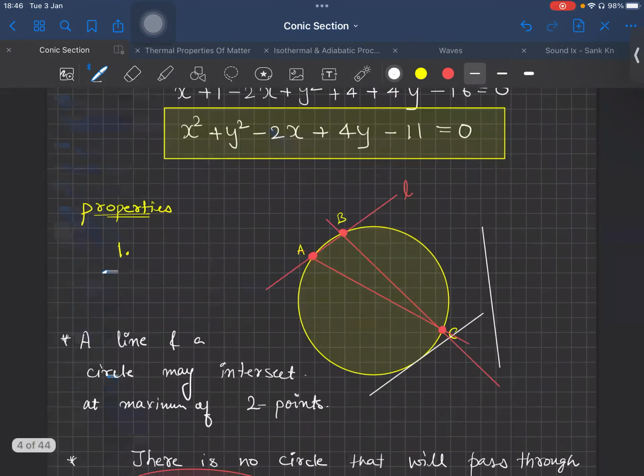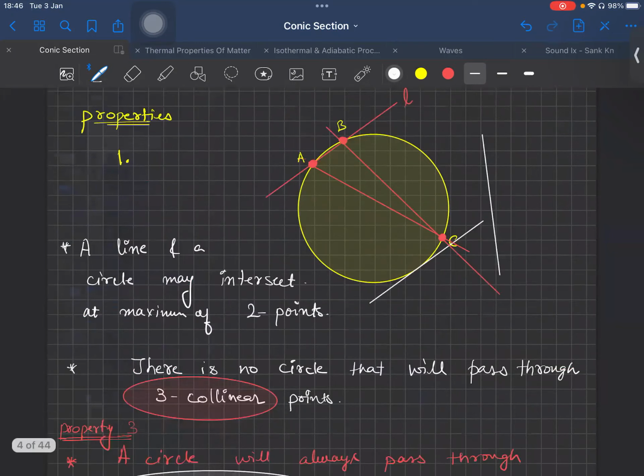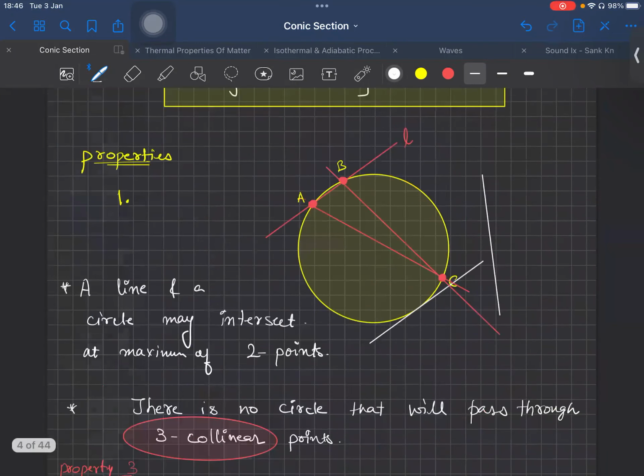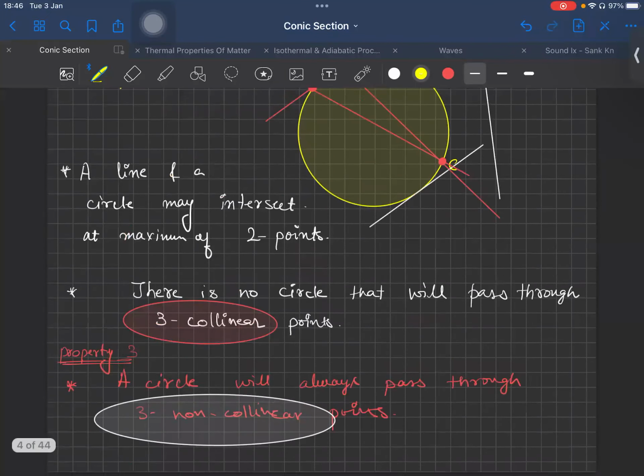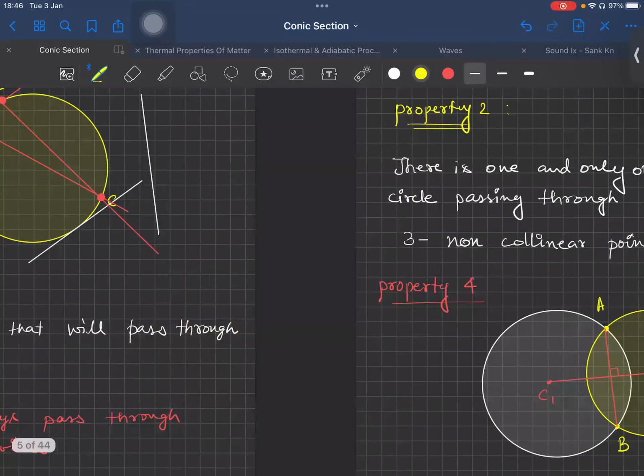We have also seen different properties, like there is no circle that will pass through 3 collinear points. If 3 points are collinear, like A, B, and let's say some point C, no circle can pass through all these 3 points. A circle can only pass through 2 collinear points, not 3. Understood? It is a very, very important property. May not be now, but you will understand. All right, so these are some of the properties.